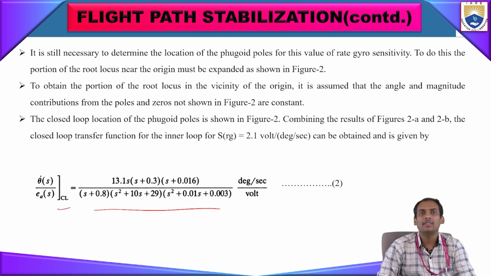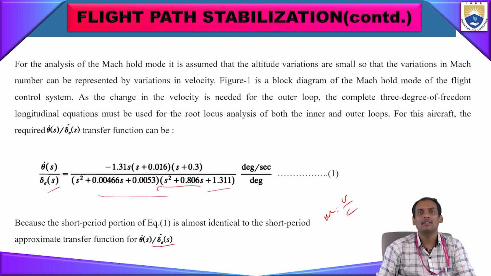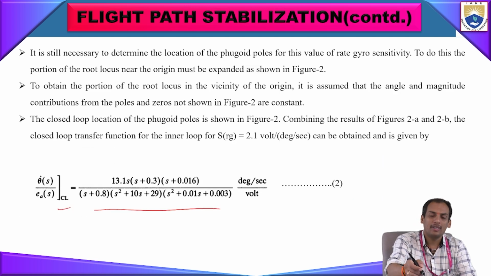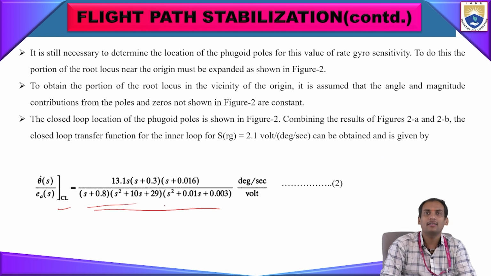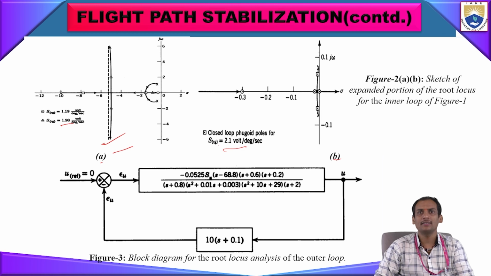So here there is a slight change to the previous one only. See here, 0.016 and 0.3 have been given, and that is there also, but in the denominator there are additional values involved. So this is for the closed loop SRG transfer function only. Depending upon that, we do the root locus analysis of the outer loop.